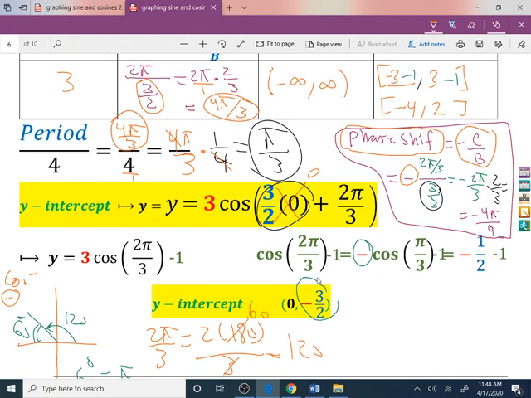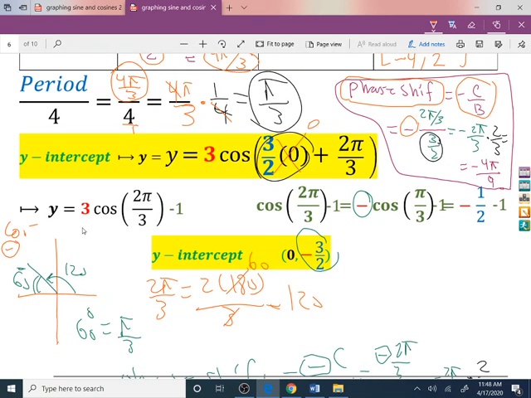This is my x1. Now, what I have here is the y-intercept. y = 3 cos((3/2) times 0 + 2pi/3) - 1. Y-intercept means I have to replace x by 0. That gives me cosine of 2 pi over 3. I explained it: 2 pi over 3 is 2 times 180 over 3.